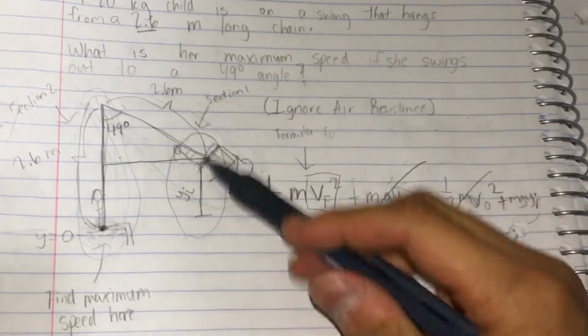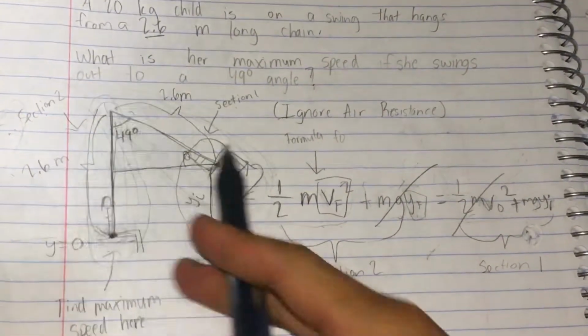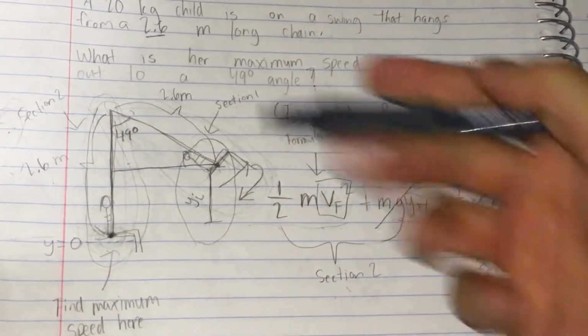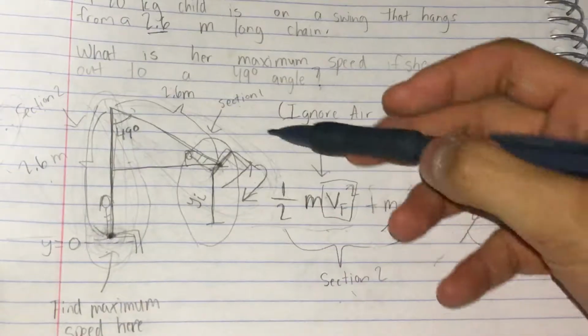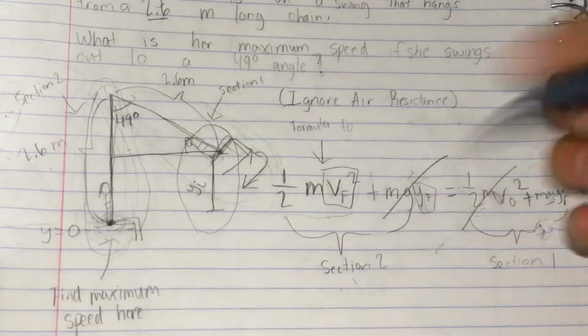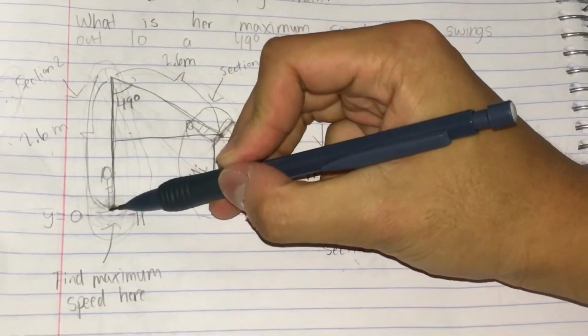Initial position, you can put on either side, it doesn't matter. But in this case, I put the initial position on the right side. And the final position would obviously be at the very bottom.